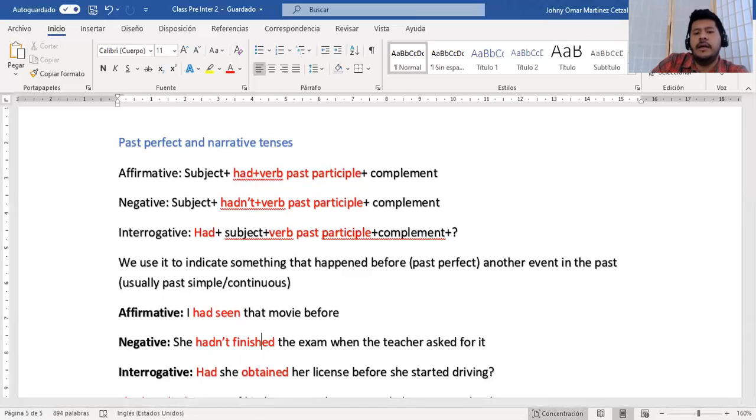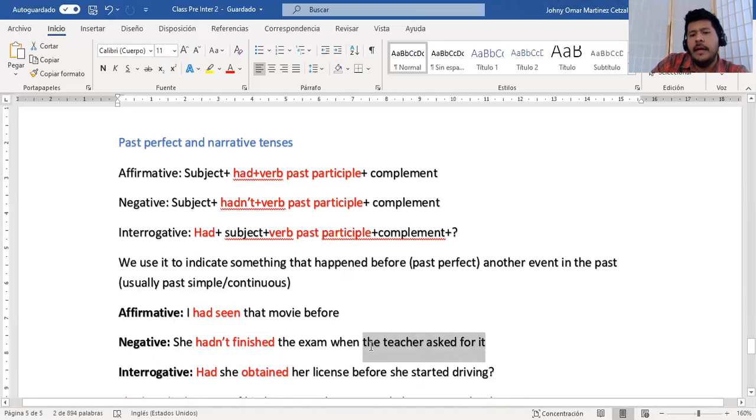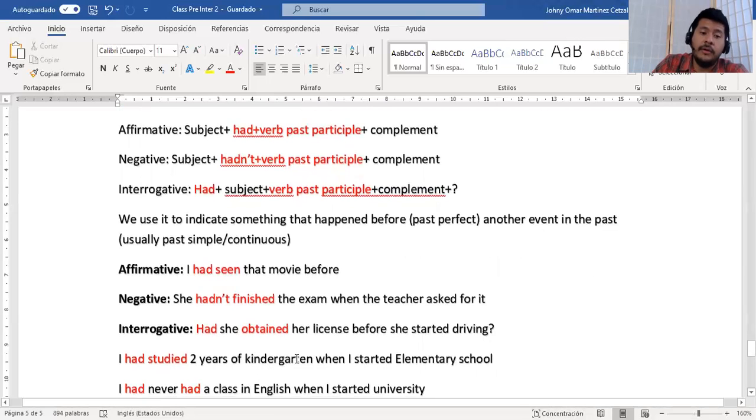She hadn't finished the exam when the teacher asked for it. So we are talking about two events in the past. In this case, the teacher asked for it, but she hadn't finished, so it was not completed. So maybe she wouldn't get all of the points. Another example, it could be a question. Not very common, but it could be. Had she obtained her license before she started driving?